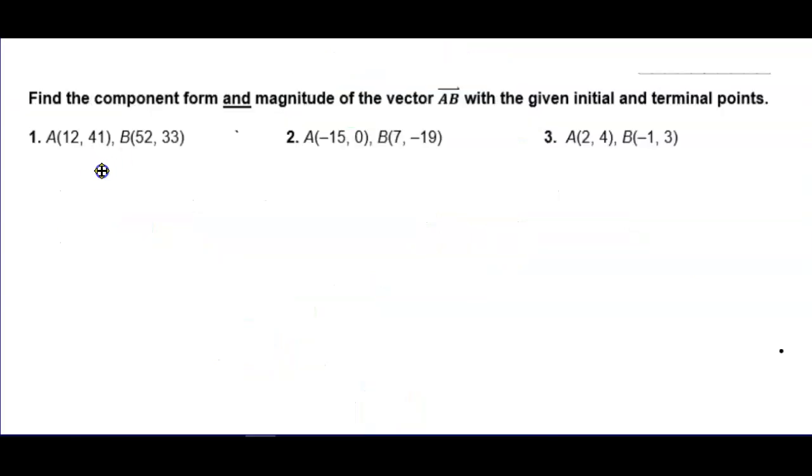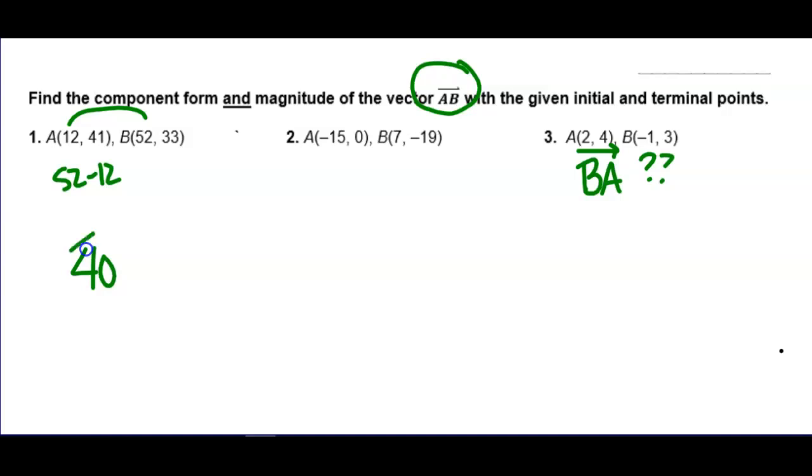So there's 3 of them here. You're going to do the components. It does say the vector's going from A to B. Maybe we'll change one of them. What if they said B to A? Just to keep you on your feet here. A to B would be 52 minus 12, or 12 up to 52 is 40. And 33 minus 41 is -8. Or if you went from 41 down to 33, you subtracted 8.